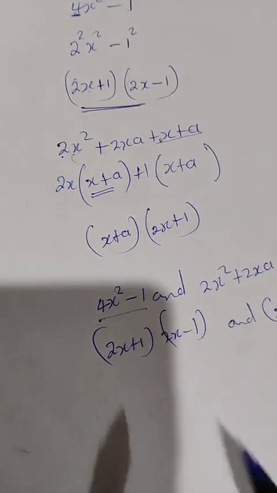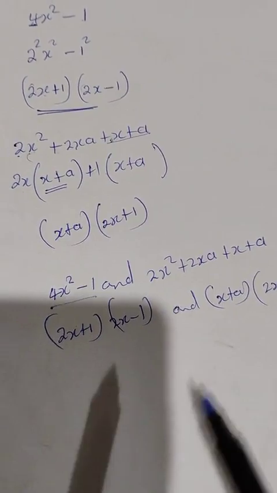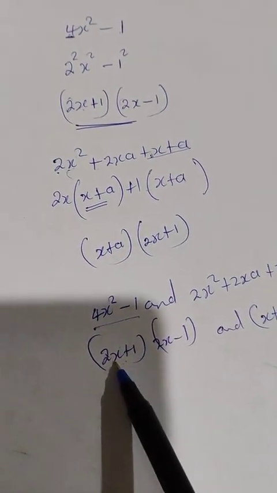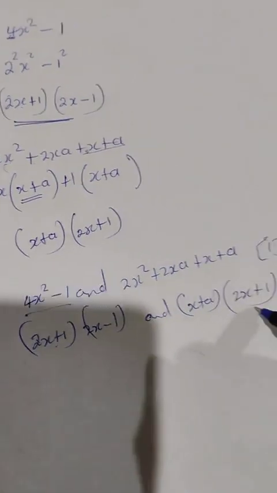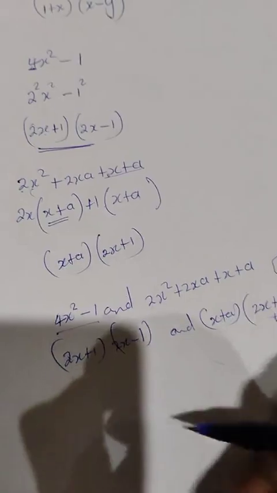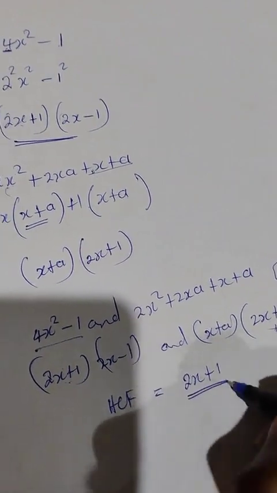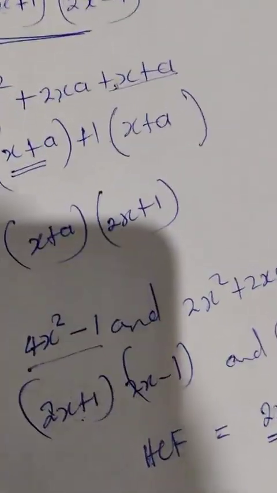Right, so what is the highest common factor here? Which factor is dividing both of these? So this side we have 2x plus 1, and 2x plus 1 is also there here. So our HCF is what? 2x plus 1. That's our HCF. Then the next question says find the HCF of 15, 20 and 25. Alright, this is not part of factorization, but it's also part of numbers. It's very easy. I will send you the videos on these.